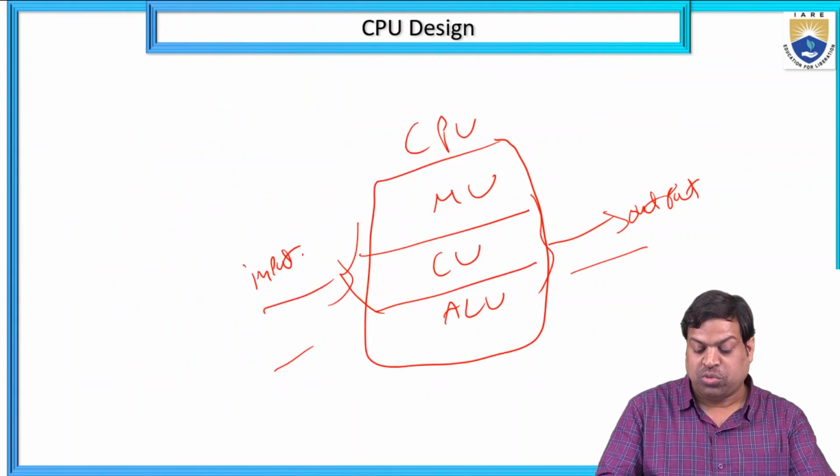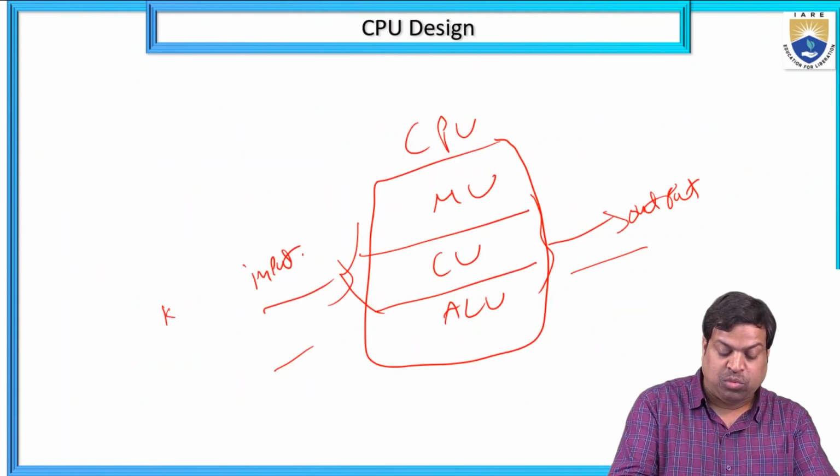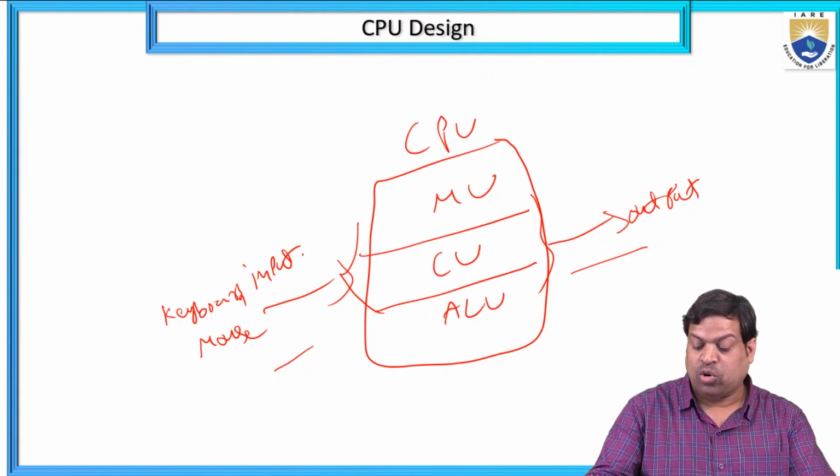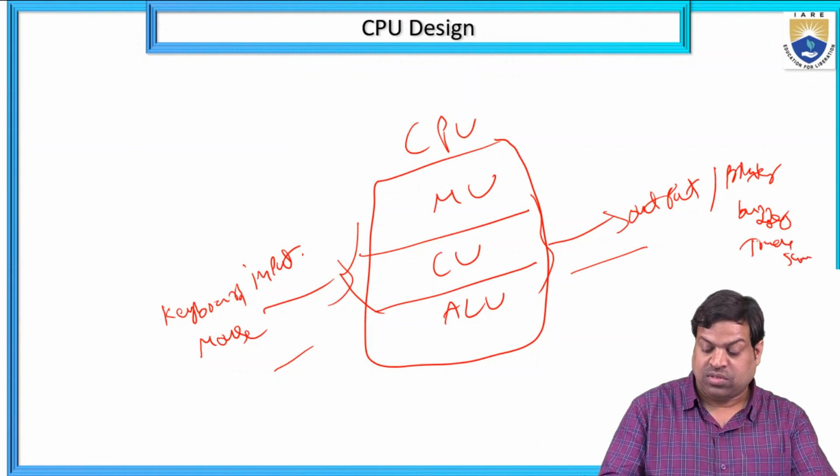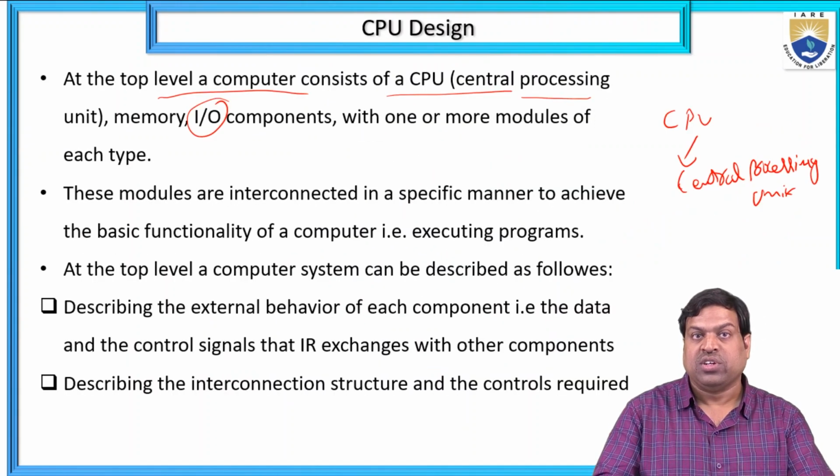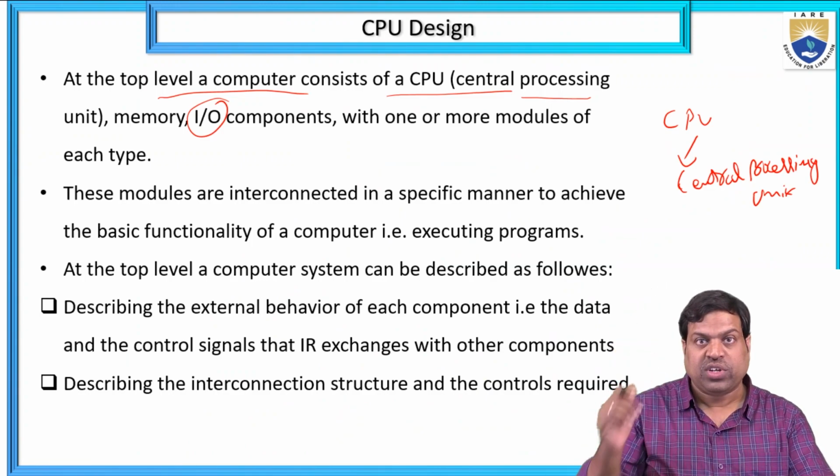So, what are the inputs or outputs? Suppose I am taking keyboard and mouse. These are the inputs. Output is a printer or browser or touchscreen, and headphones or earphones. So these are the outputs. These input output components and memory have one or more modules of each type.